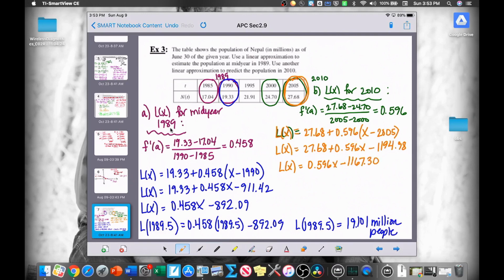And then if I want to use this linear approximation to estimate the population in 2010, I'm just going to plug in 2010 for x. So 0.596 times 2010 minus 1167.30 gives me a linear approximation in 2010 of 30.66 million people.